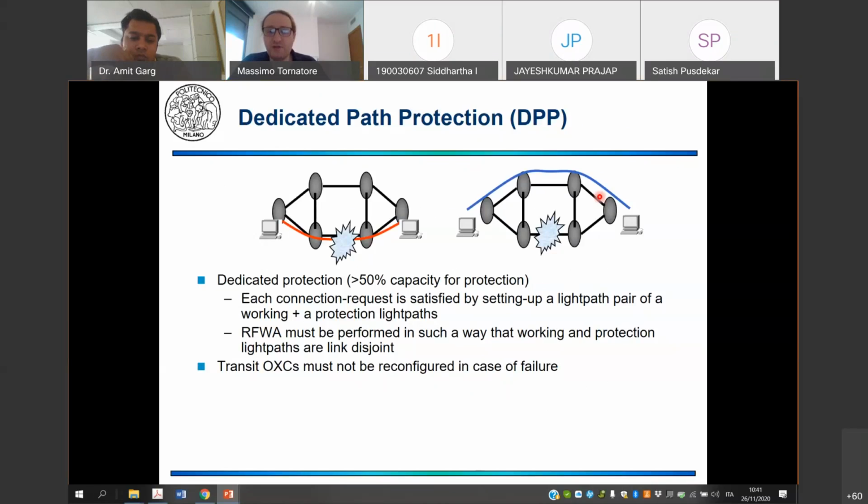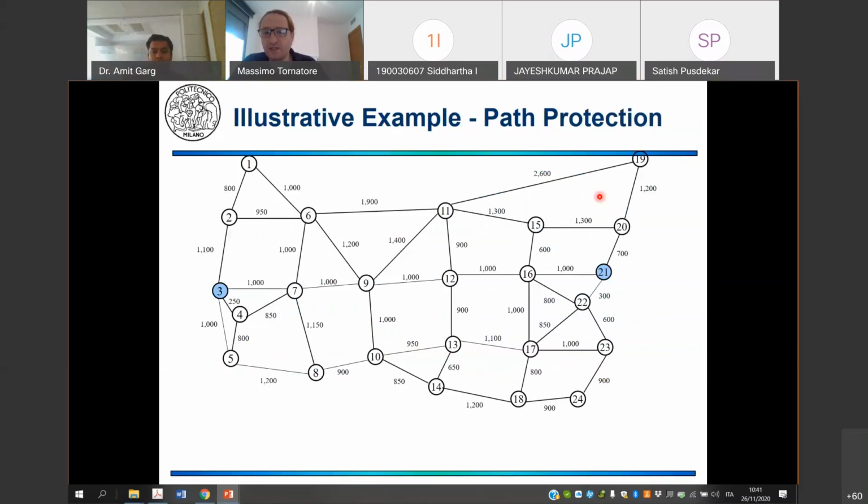A couple of observations regarding dedicated path protection. Let's assume this case here. We have a connection between Los Angeles and New York. We have a primary path and a secondary path, indicated by the dotted line. The distance in such a network is pretty large. Summing the two paths, we are talking about 10,000 kilometers.